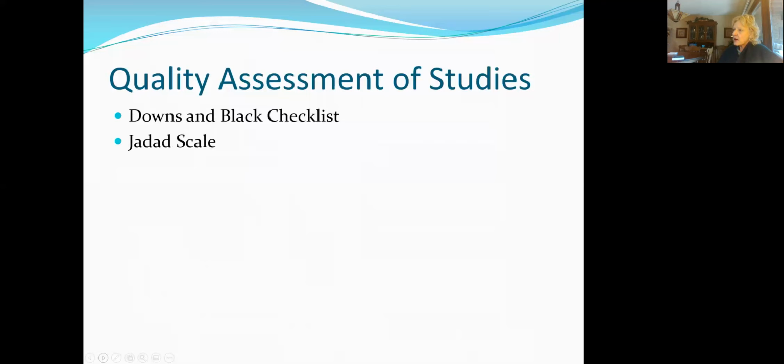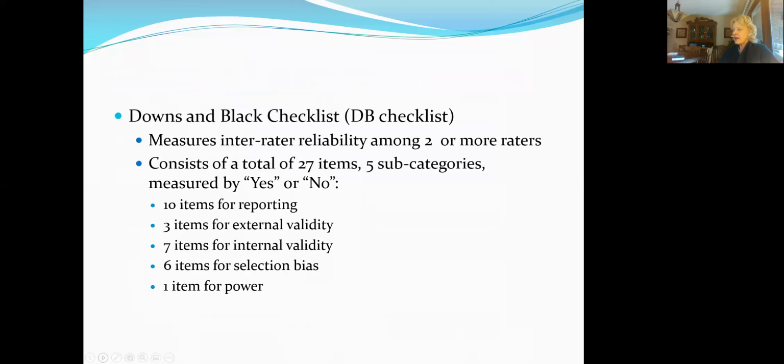The next step now is to assess the quality of the studies, and again, this is done independently with 2 investigators separately doing the assessment. And they use 2 different assessment measures. They use the Downs and Black checklist, and it measures inter-rater reliability among 2 or more raters. It consists of a total of 27 items and 5 subcategories, and you just go check down yes or no, it had it or it didn't.